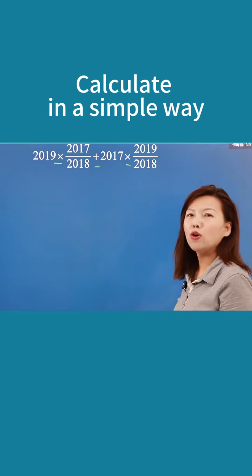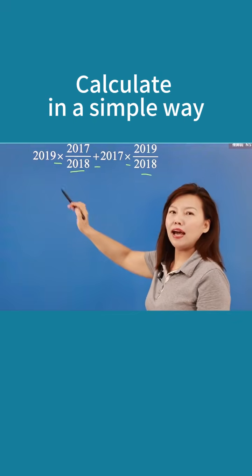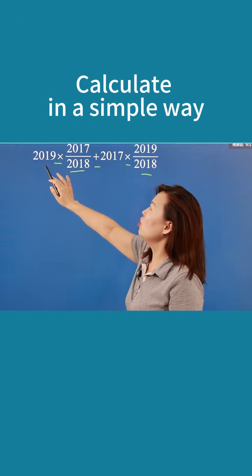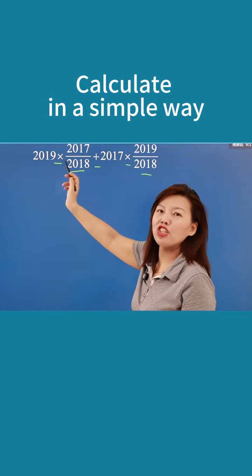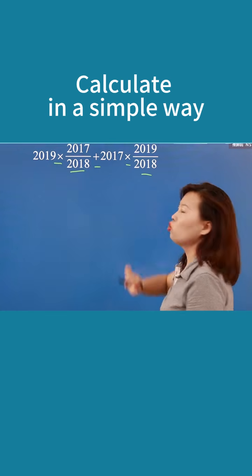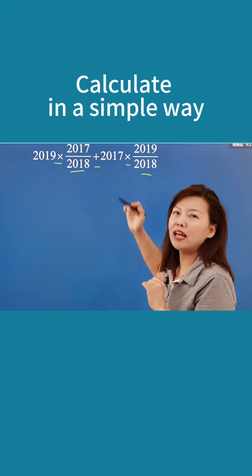Okay, so look at this problem. How can we get a common factor? Look at whether the denominators are both 2018. So next, should I swap the positions of 2019 and 2017? The base remains unchanged, right? At this point, we have created a common factor, which is 2019 over 2018.